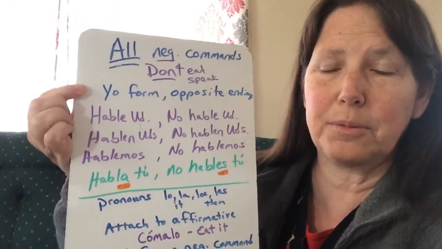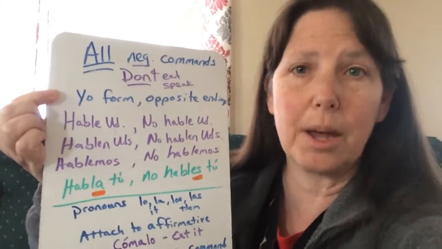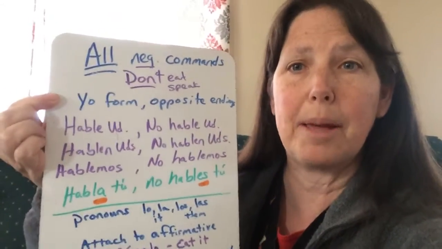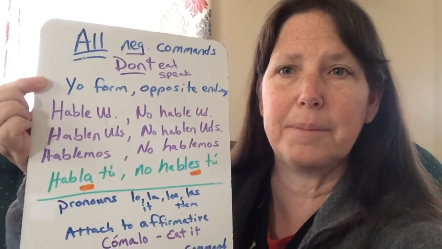We can use it for nosotros to say let's do something. Hablemos, let's talk. Or when I say oremos, let's pray. No hablemos, nothing changes. On the tú form, though, is where you're going to see the changes.